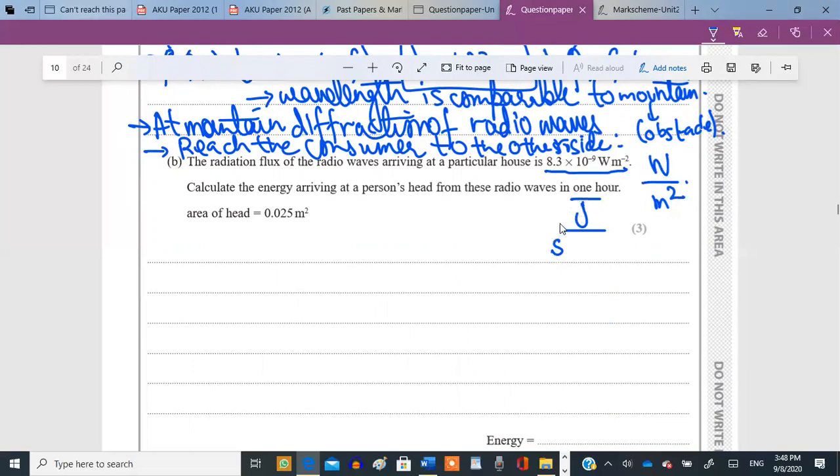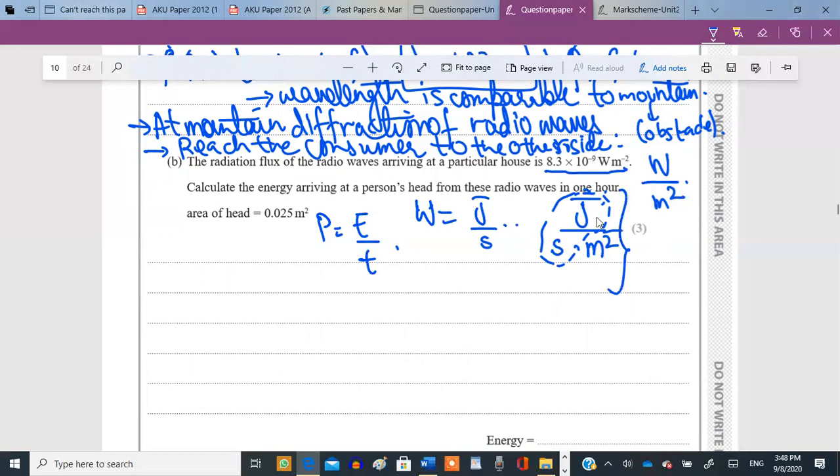Is that so? Is watt equal to joules per second? Yeah, because power is energy upon time, right? So instead of watt, I've written joules per second, and the meter squared stays in its place. Energy per unit time per unit area. This is actually the formula for calculation of intensity. If you have seen the wave lectures, I've given this formula for calculation of intensity: the energy per unit time per unit area.